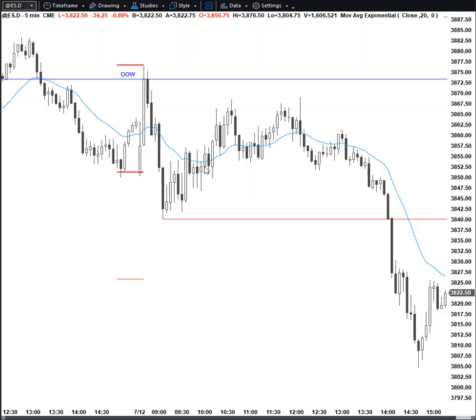So aggressive bulls, they can buy. Probably no reason to sell yet.